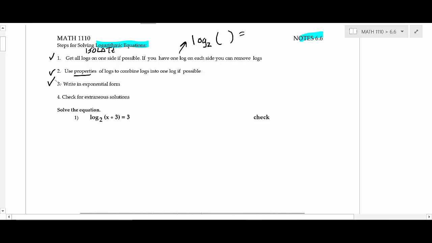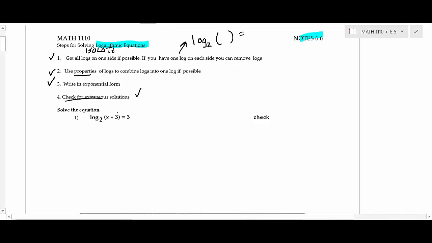Generally, you're going to write an exponential form, and then it's real important on a lot of these problems to check your solution, because sometimes they don't work. Sometimes you have to throw a solution out. We call that an extraneous solution. All right, so we'll start with the simplest case.